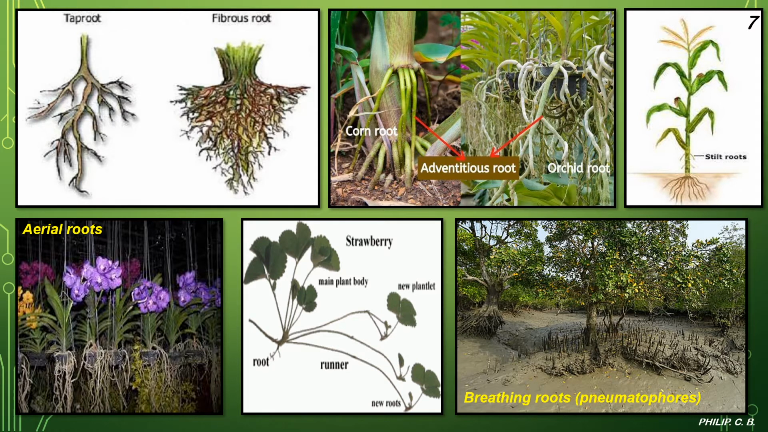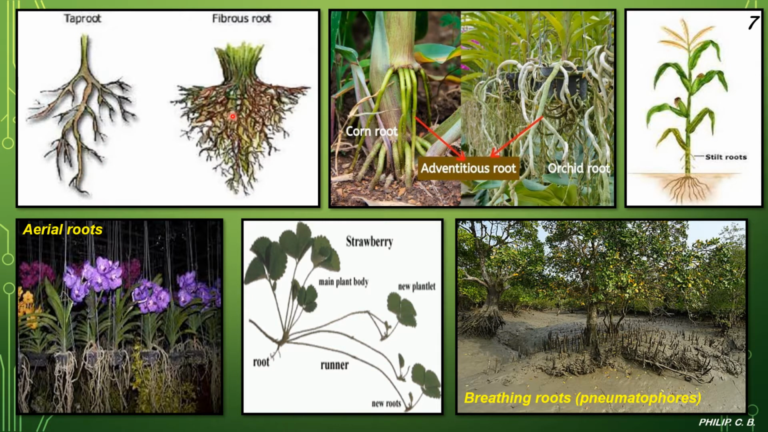Now you can see all the images which I mentioned or which are there in the text. One, taproot: you can see the root which goes deep into the soil, the main root, that is primary, followed by the secondary and the tertiary. So it divides and redivides as it grows continuously.